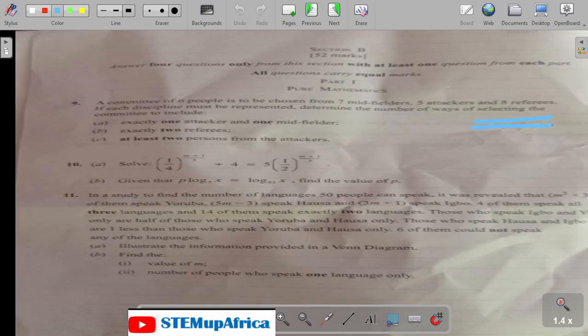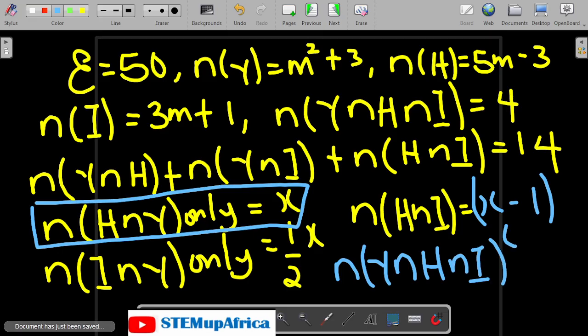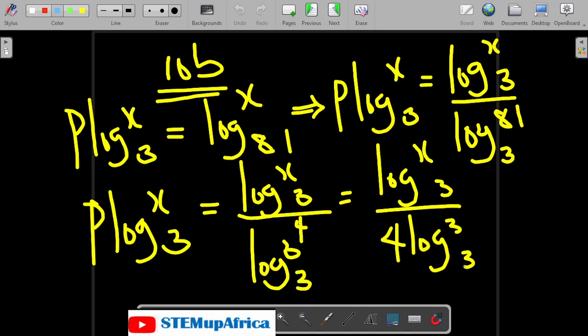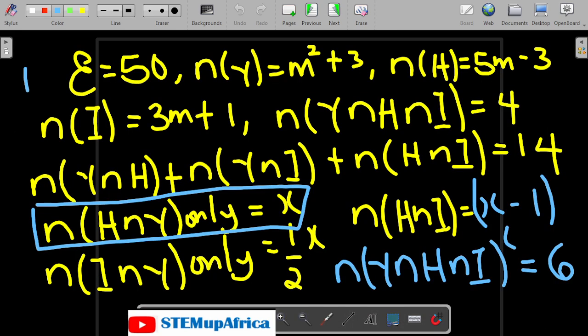And finally, 6 of them could not speak any of the languages. So we have the number that speak Yoruba intersection Hausa intersection Igbo complement, cannot speak any of them, we have 6. So that is what we have here. Now the question is asking us to illustrate the information provided in a Venn diagram. That is question 11A. Let's draw the Venn diagram.